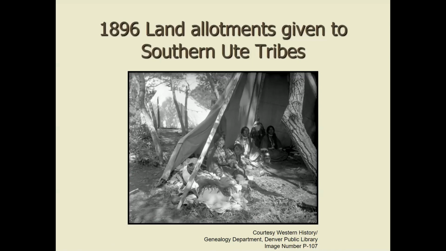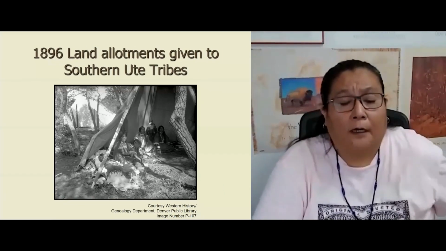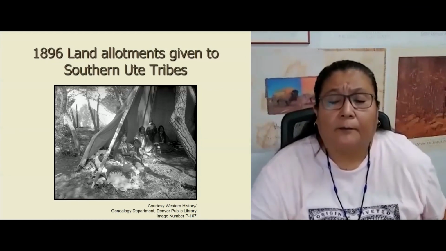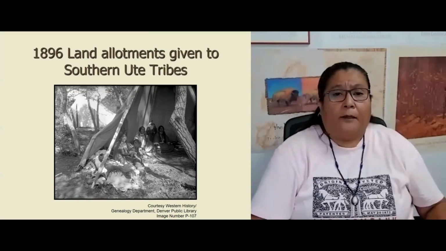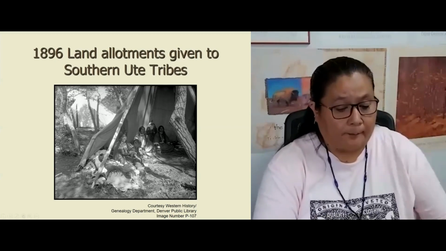So land allotments were happening. Our chief at the time for the Weenooch band was Chief Ignacio. And Chief Ignacio didn't believe in land allotments. And so he moved at least 300 people just south of where Mesa Verde is, and the people lived in Mancos Canyon. And so they lived there for a little bit of time.